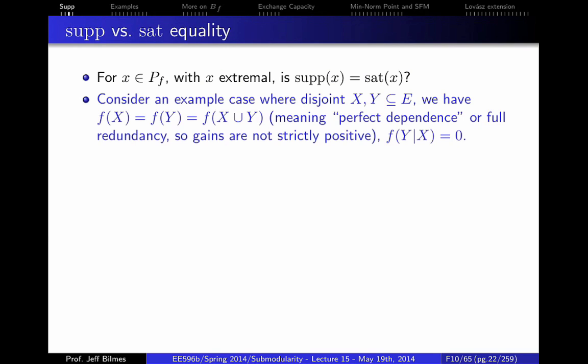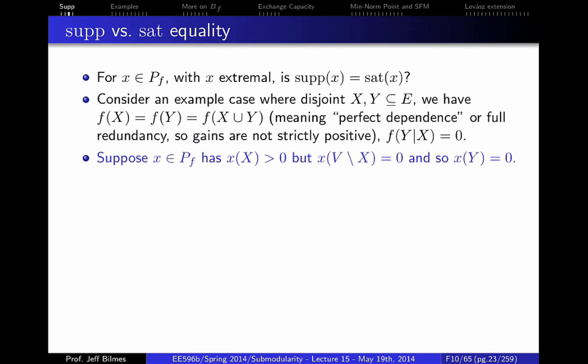Suppose we take two sets, x and y, and let's say that f of x is equal to f of y is equal to f of x union y. In some sense, this basically means that x and y are perfectly dependent, if you will. In other words, the conditional submodular valuation of y given x is 0. So that's perfectly curved or perfectly dependent, whatever you want to call it.